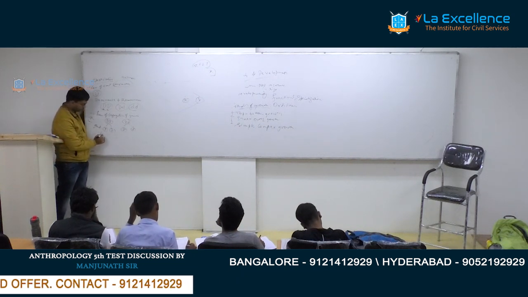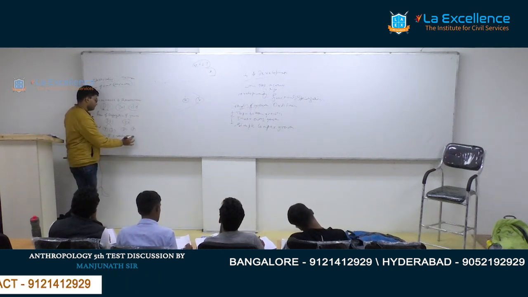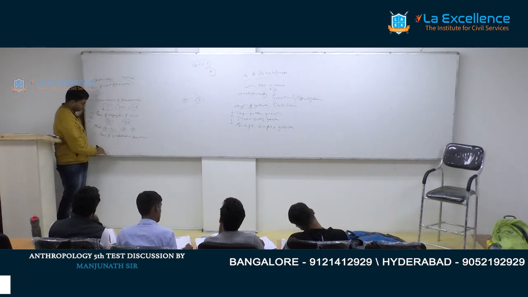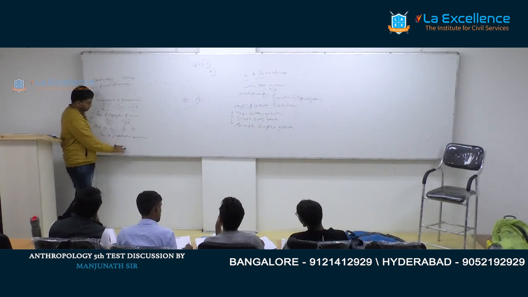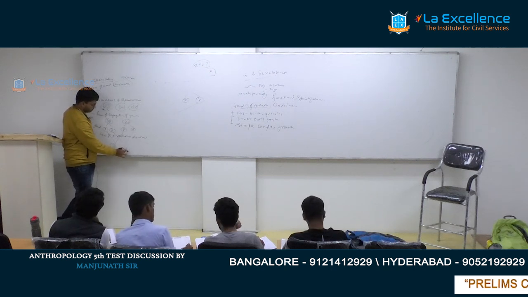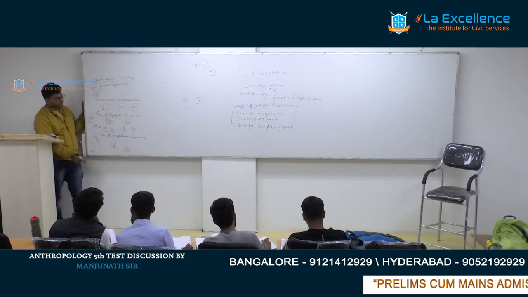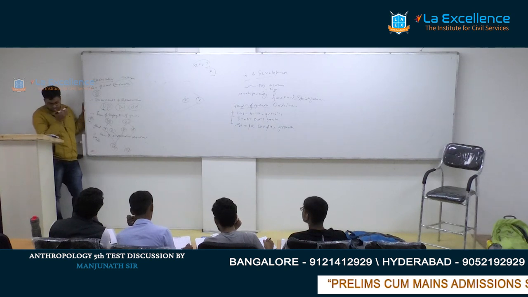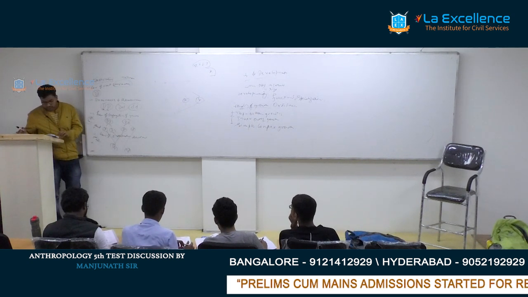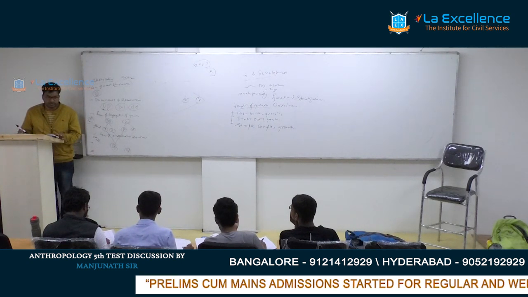Then law of independent assortment. In this, what happens? Independently, they will combine with the other gametes. This is the second law, law of independent assortment. So these are Mendel's laws of inheritance. Recent advancement in human genetics, you can write it. There's nothing standard about it.